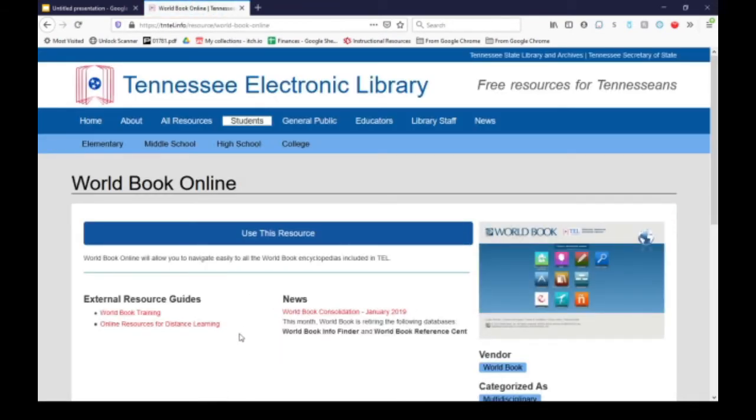It'll take you to this new page. Again, it'll have Tennessee Electronic Library up at the top, free resources for Tennesseans. There'll be a big button here that says use this resource. Click it.